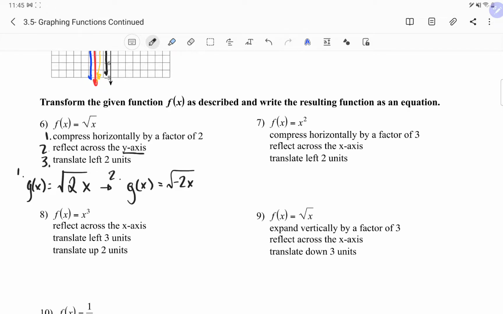And then we are going to translate or move to the left 2 units. Again, this only affects the x value. So the last thing we do is change this to parentheses, right? So we've got g of x is equal to the square root of negative 2, and it's only affecting the x value. So this is going to be x plus, right? So left is plus 2. Okay, so this is the final function that we're looking for.